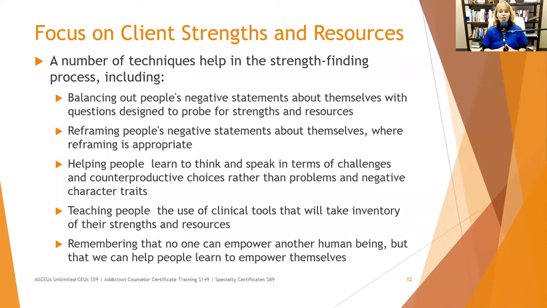Teach people the use of clinical tools that will take inventory of their strengths and resources. There's a lot of them. You can obviously make your own, but you can also go online and look for a strengths inventory. You can go to the U.S. Department of Labor and look for the interest inventory. It used to be called the CGOE. I don't remember what it's called anymore. But it's a tool that we use in vocational rehab to help people identify what's called transferable skills.